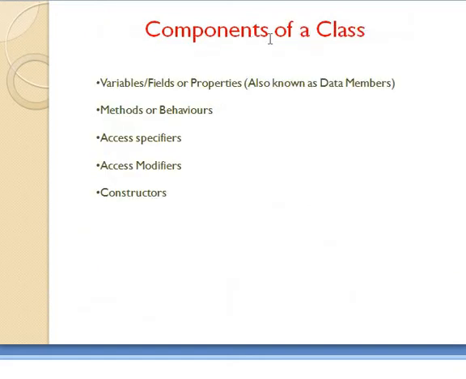A class has the following components. The first one is variables, also known by the names fields, properties, or data members. Secondly, the methods, also known by the name behaviors. Thirdly, the access specifiers. Fourthly, the access modifiers, and then the constructors. So all these are the components of a class.